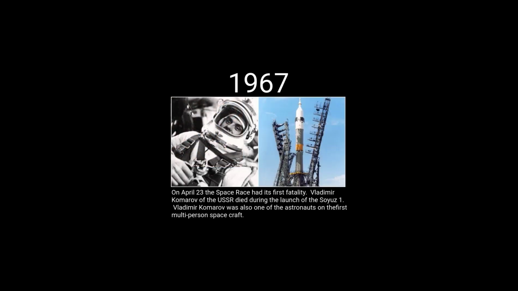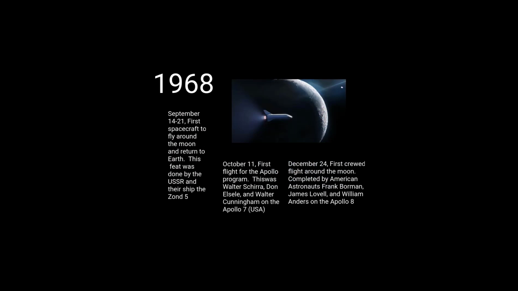On April 23, 1967, the space race suffered its first fatality. Vladimir Komarov of the USSR died during the launch of Soyuz 1. Vladimir Komarov was also one of the astronauts on the first multi-person spacecraft. On September 14th through 21st of 1968, the first spacecraft to fly around the Moon and return to Earth. This was done by the Soviet Union and their ship Zond 5.